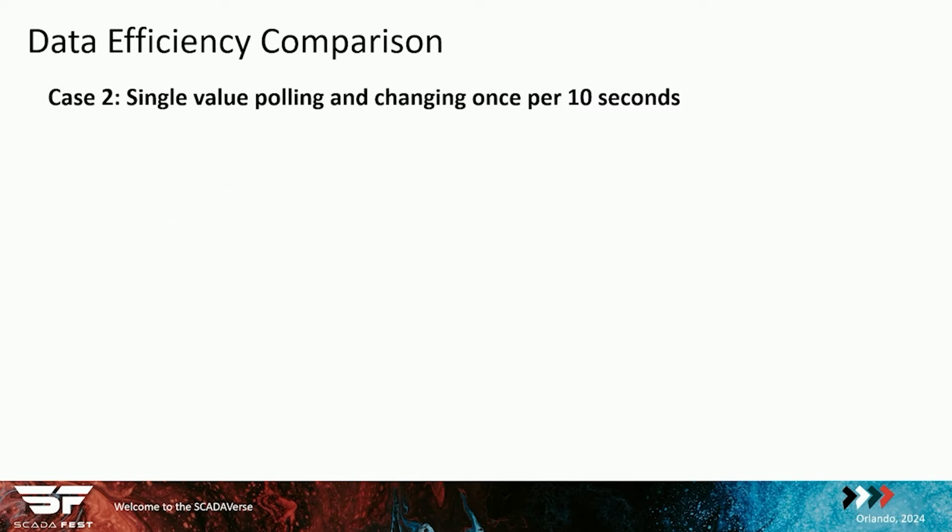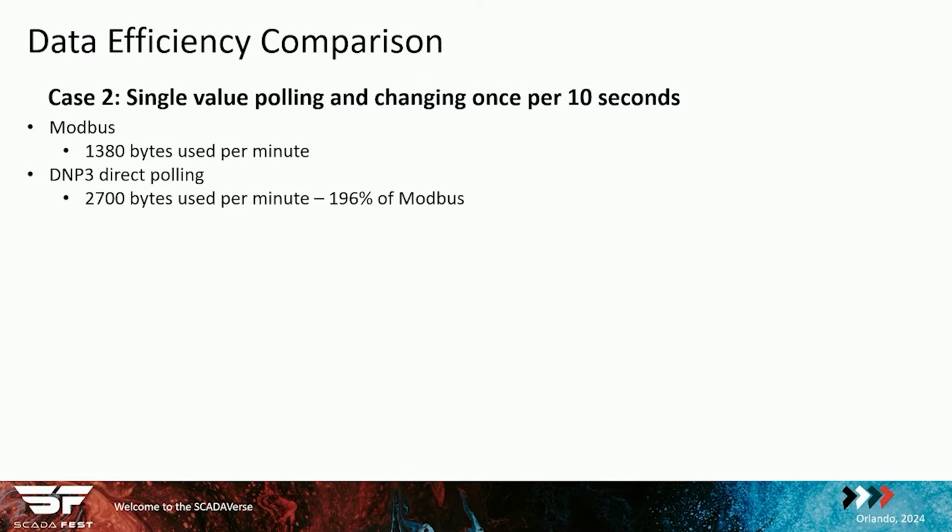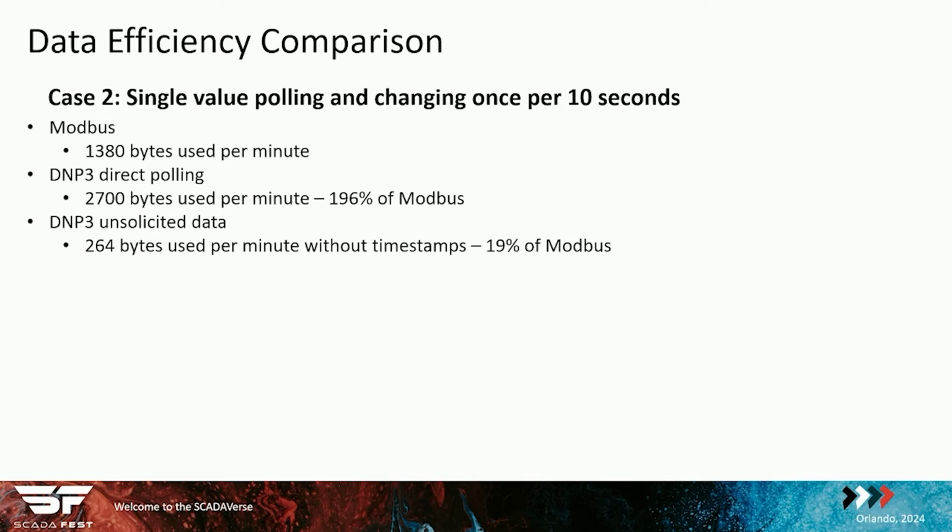So what happens if, instead of changing once a minute, the single value changes every 10 seconds? Modbus is still 1,380 bytes, DNP3 direct polling still 2,700 bytes. DNP3 unsolicited data, we're going to get 6 messages sent to us. We're up to 20% of Modbus. So as you can see, the more frequent the data comes in, the relationship starts to change.